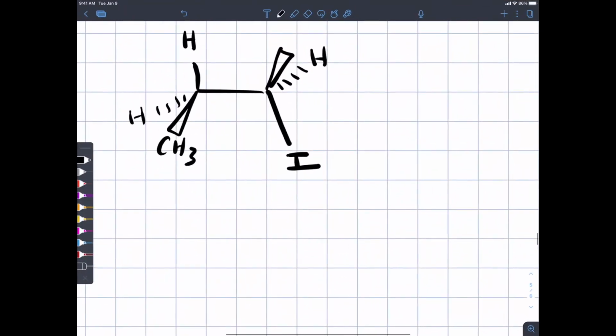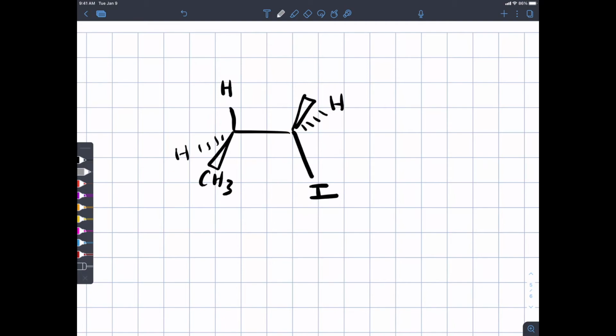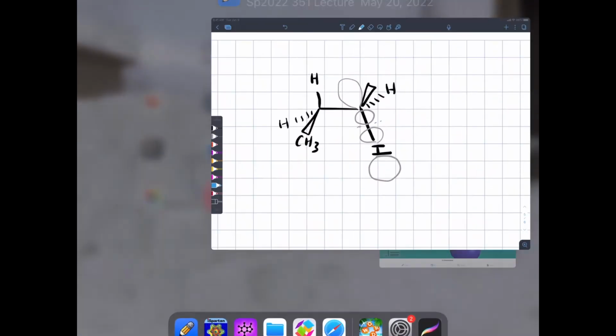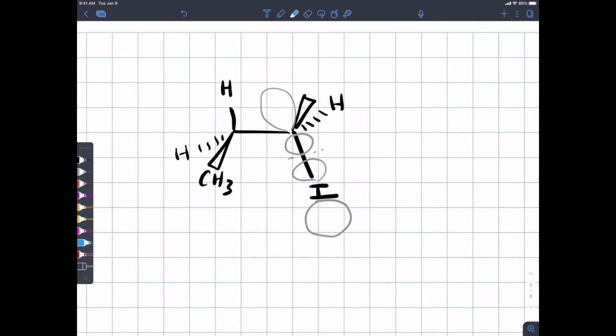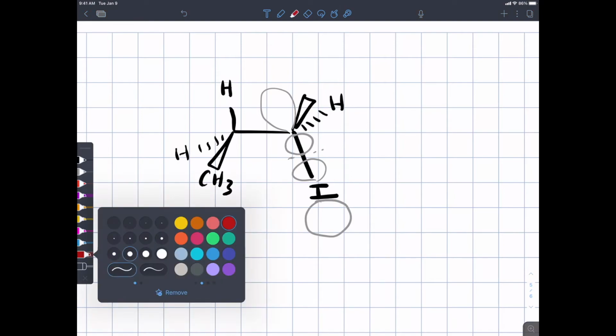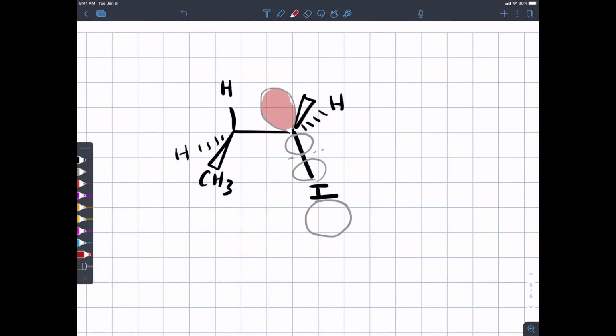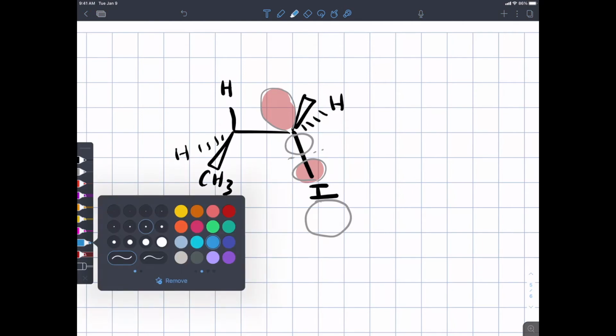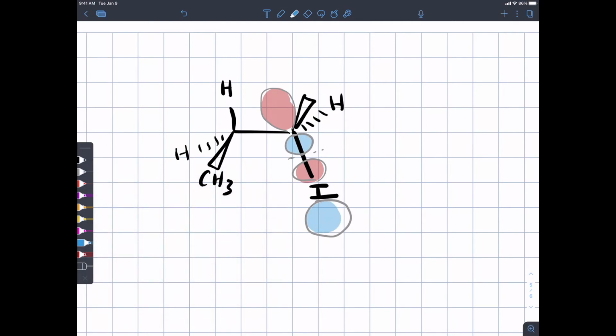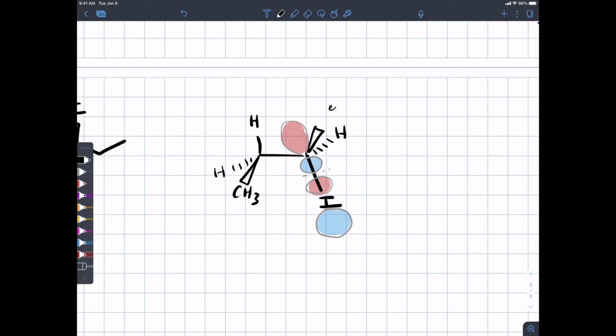All right, so I'm going to draw the sigma star anti-bonding orbital. As we've said before, you have a lobe here, a lobe there, here, and then on the back side. Maybe we'll use the colors that Spartan uses. So sort of red here and here, and then blue here and here. And that's the empty sigma star.